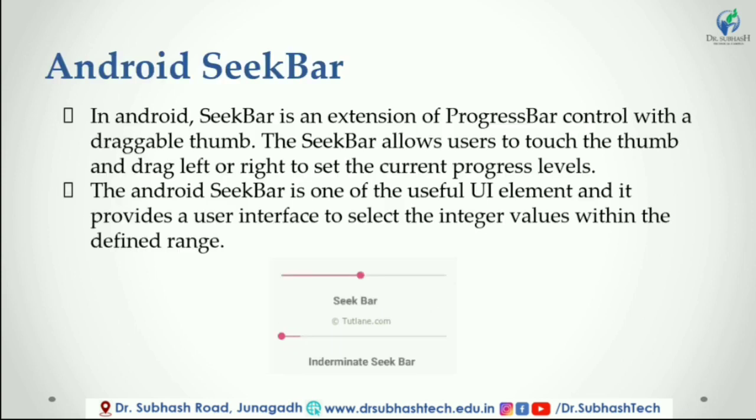Next topic is Android SeekBar. In Android, SeekBar is an extension of progress bar control with a draggable thumb. The SeekBar allows user to touch the thumb and drag left or right to set the current progress value. The Android SeekBar is one of the useful UI elements, and it provides a user interface to select the integer value within the defined range.